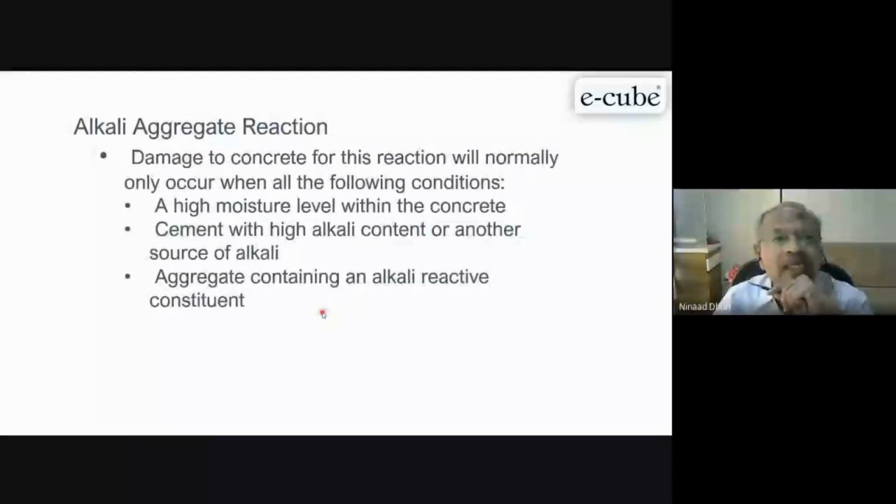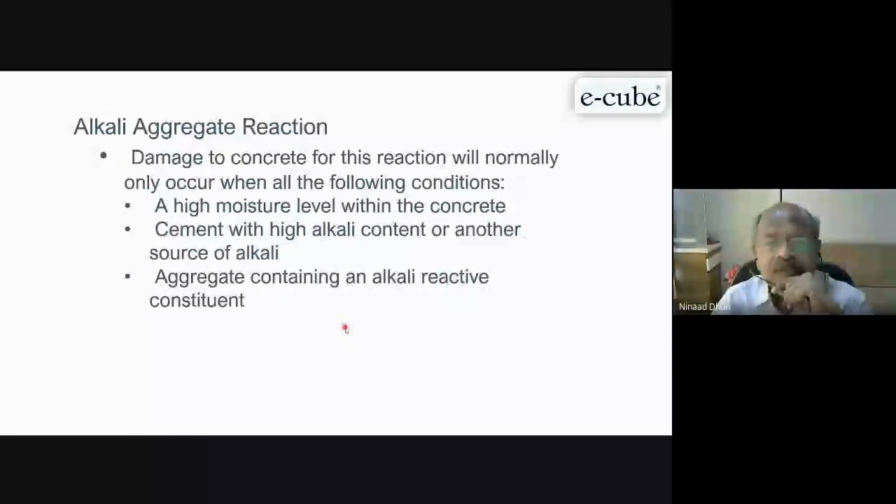Then alkali aggregate reaction. This is a chemical test. This also, as I said, this alkali is available in the cement and silica available in the aggregates form calcium sulfoaluminates or alkali silica. It has got expansion, means it's got volume change and it disturbs. There is a chemical test given for this.